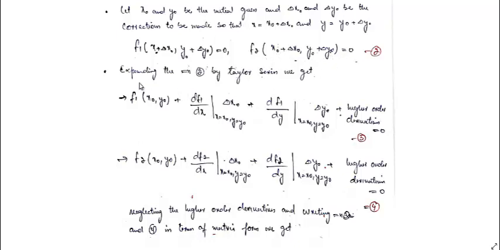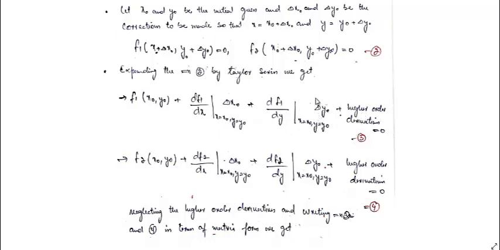So this is like this. Expanding equation 2 by Taylor series, we get f1, we will first expand this and then this. So f1 of x naught y naught plus del f1 by del x, this is also calculated at x is equal to x naught and y is equal to y naught, into delta x naught, because this is differentiated with respect to x. Now we'll differentiate with respect to y. There is del f1 by del y. Again, this has to be calculated at x is equal to x naught and y is equal to y naught, into delta y naught plus higher order derivatives.